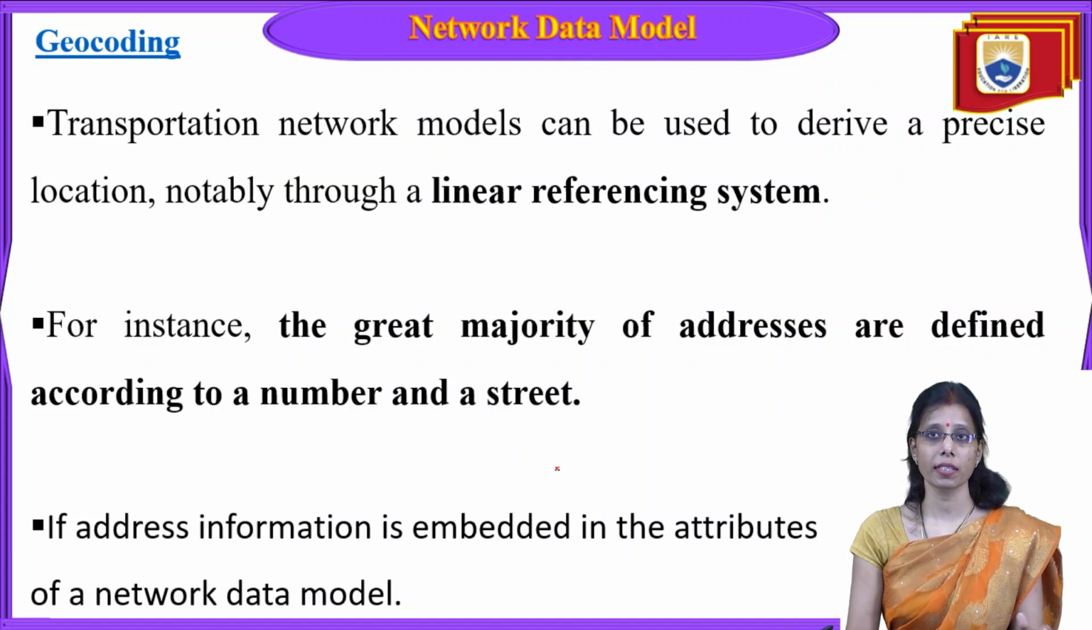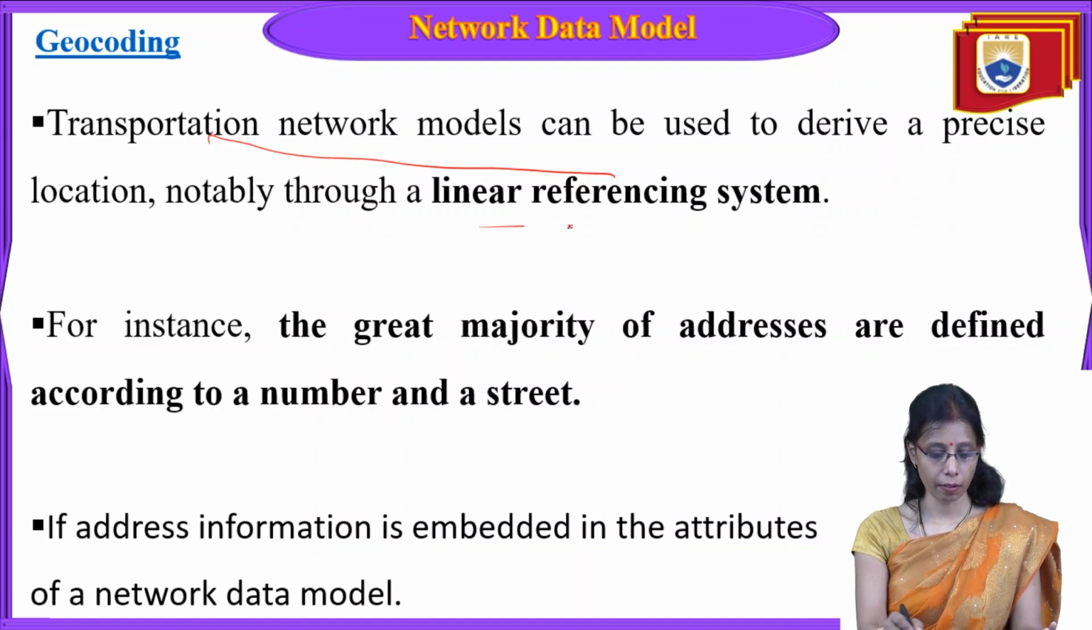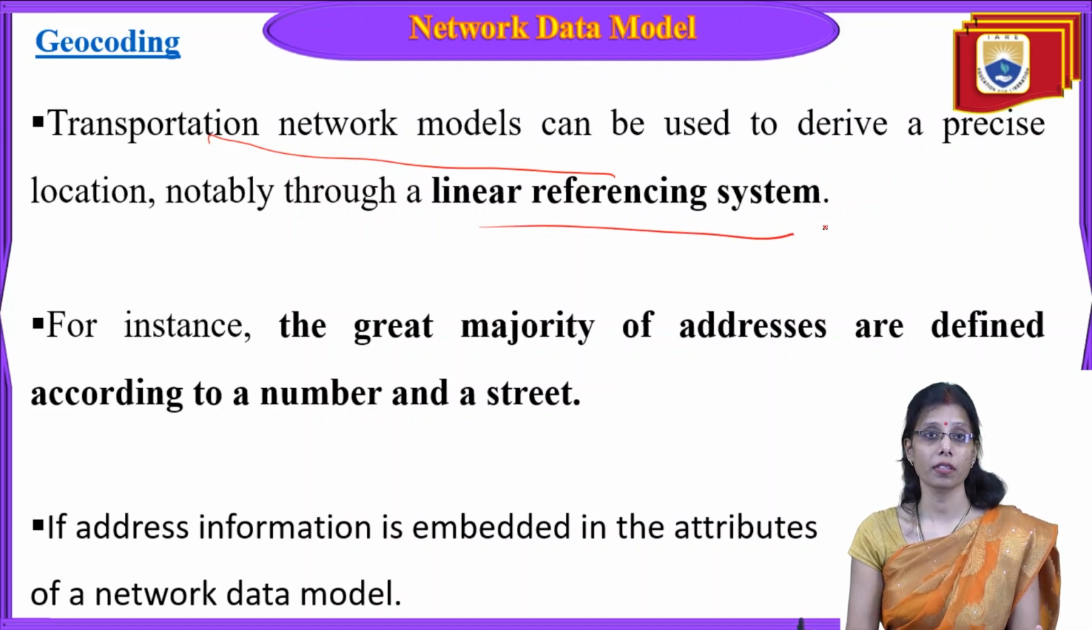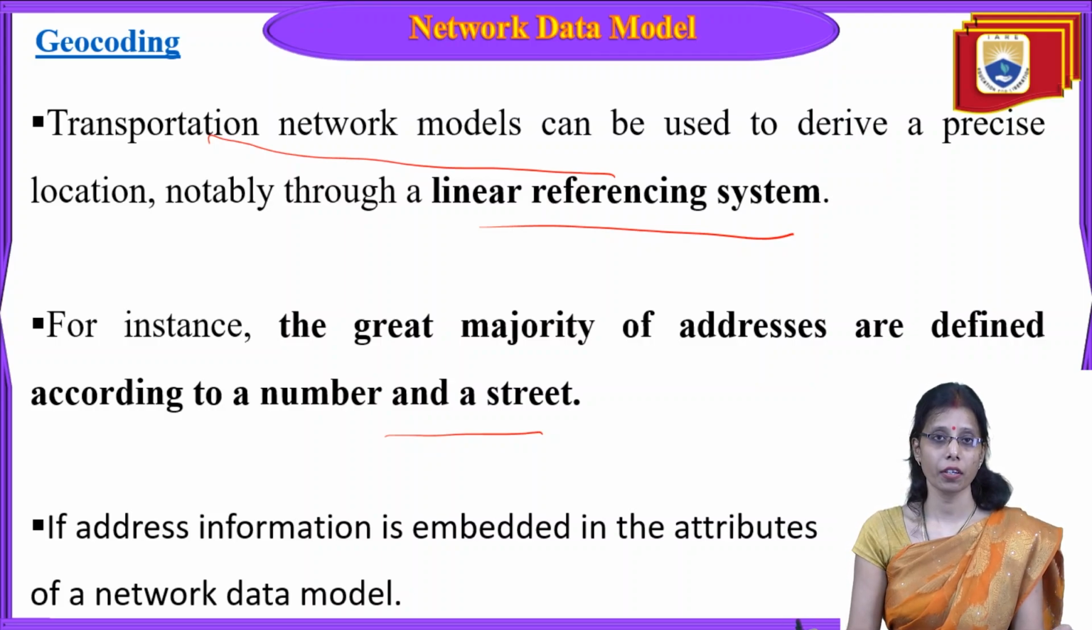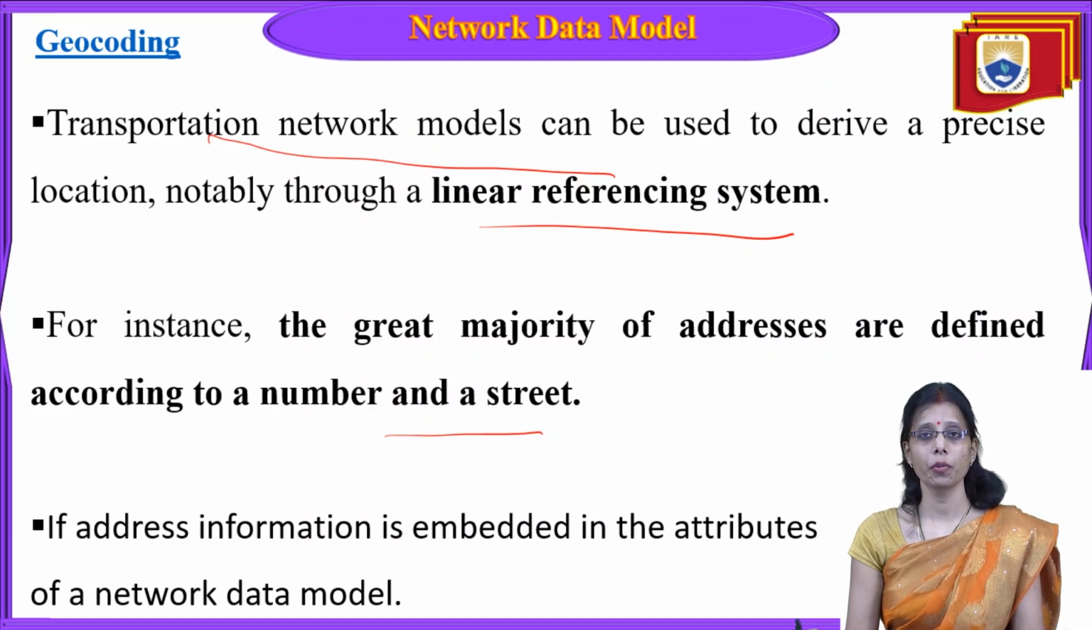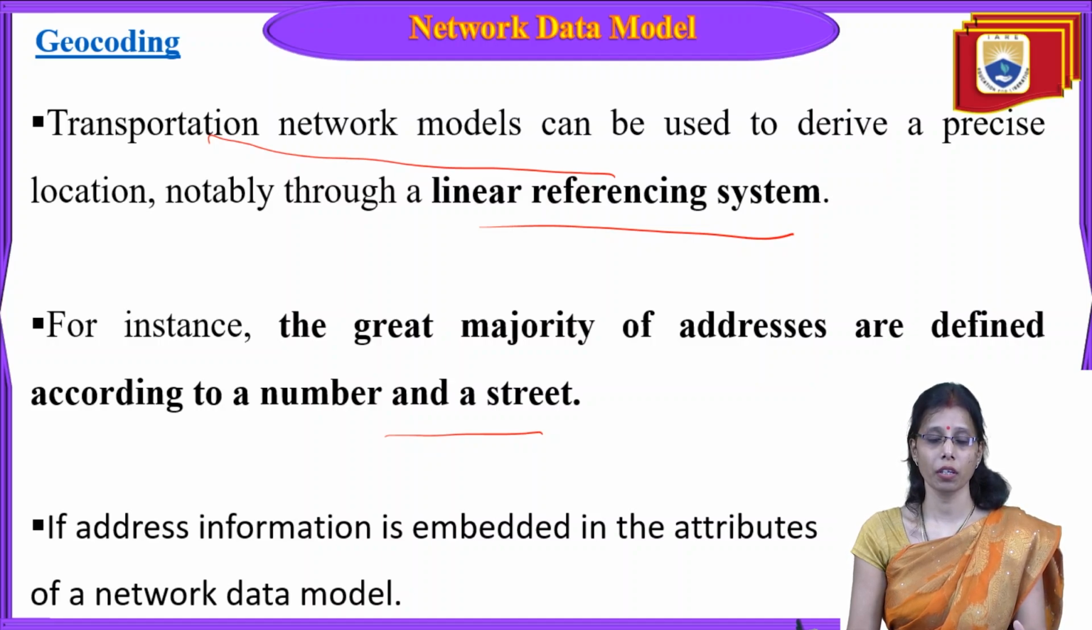Transportation network models can be used to derive a precise location. This network model, through geocoding, can be used to derive a precise location, notably through a linear referencing system. For instance, the great majority of addresses are defined according to the number and the street. So geocoding will help you get the address. For example, when you go to some address, it will give you the exact location, say street number, house number, the area and the city. All that information will be given by geocoding.